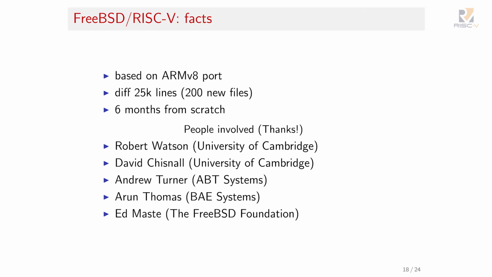Here are interesting facts about the FreeBSD RISC-V port. We based our port on ARMv8, which is really great, simple, and understandable. Our diff is about 25K lines. We added or modified about 200 files in a 6-month period. And here I want to say thanks to Robert Watson for organizing that project, and the folks from the University of Cambridge, and David Chisnall. Many thanks to Ruslan Bukin for help with the toolchain, and to the FreeBSD Foundation.